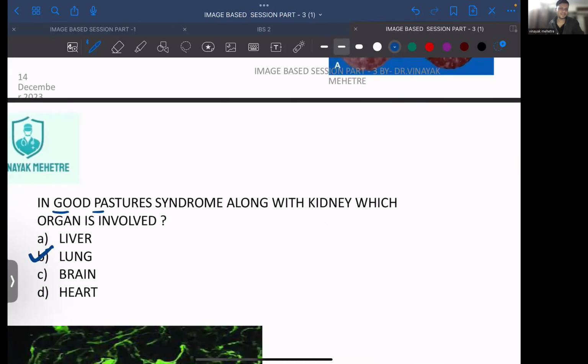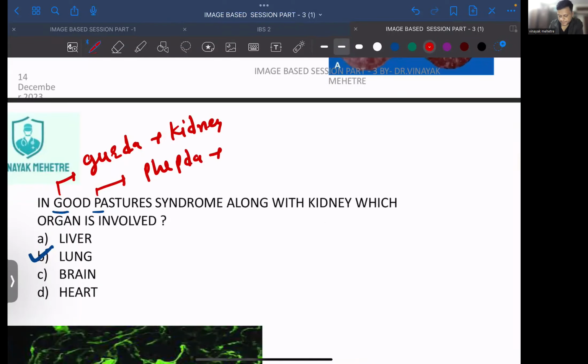The answer is going to be lungs. Okay, how will you remember? G stands for gurda. Gurda means kidney, and P stands for pepda. Pepda means lung. If gurda and pepda, that means kidney and lung are involved, what will you call it? It is called as Goodpasture syndrome. Okay, how will the question come? That means you are going to get clinical features from the kidney as well as clinical features from the lung, right?